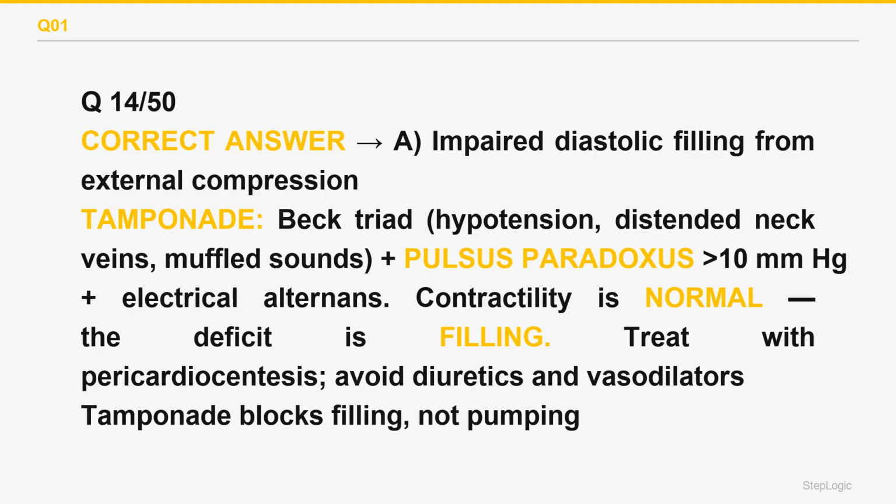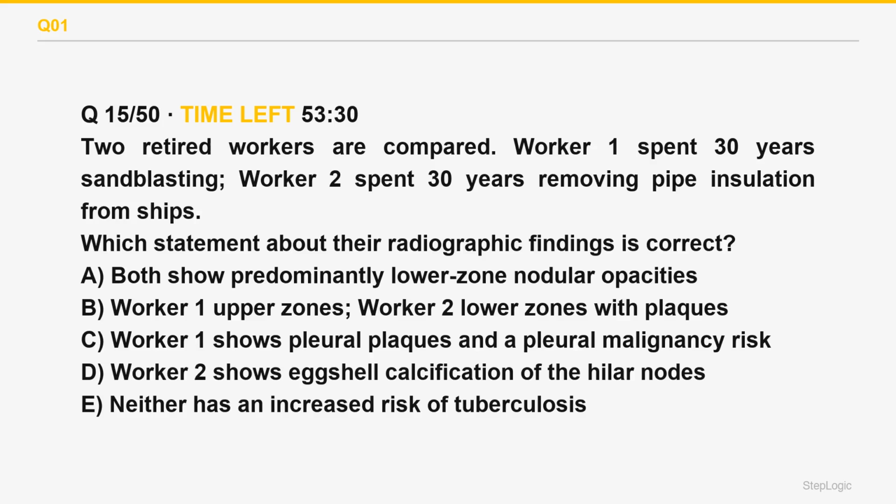The same physiology appears in severe asthma from wide swings in intrathoracic pressure. Choices C and D would each produce a characteristic murmur, and neither explains right atrial collapse on echocardiography. If you see hypotension with distended neck veins and a quiet precordium, think tamponade and drain it. Which statement about their radiographic findings is correct?